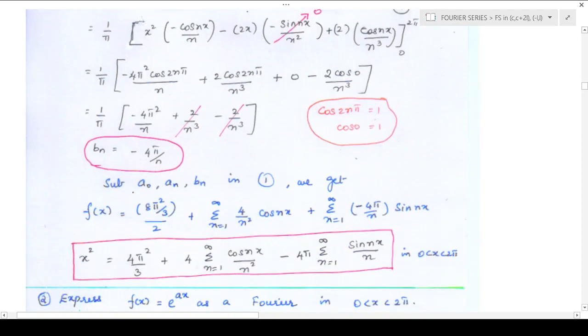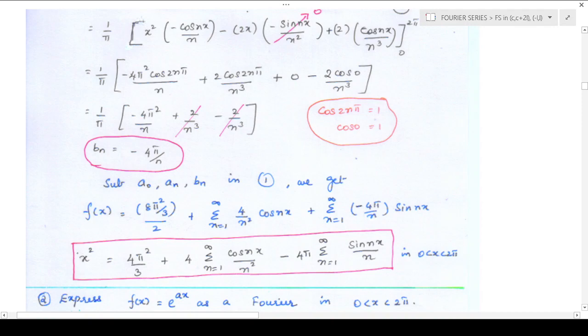So you have substituted a naught by 2. So you are substituting a naught plus summation n equal to 1 to infinity, the an value into cos nx. It is 4 by n square. Then plus summation n equal to 1 to infinity, the bn value into sin nx, in the interval 0 to 2 pi. Now what is your f of x?